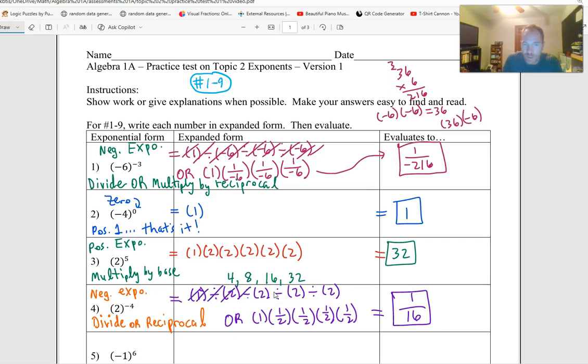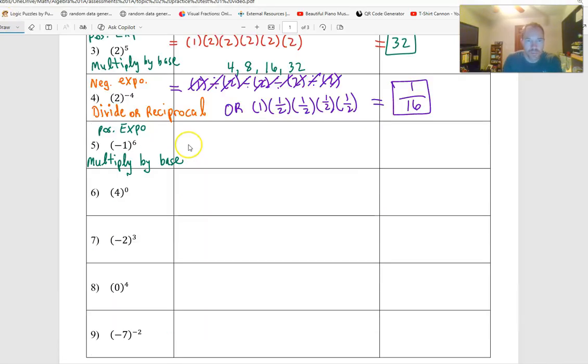It's not wrong to do that, but as far as doing the calculation and coming out with the value, all those 1s multiplied on the top in the numerator give us 1, and then in the denominator 2 times 2 times 2 times 2 comes out to 16. So we have 1 over 16. Let's keep going. All right, number 5, we got a positive exponent.